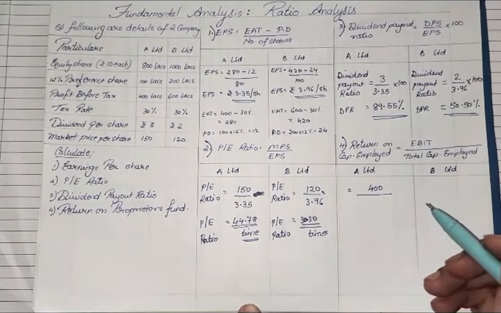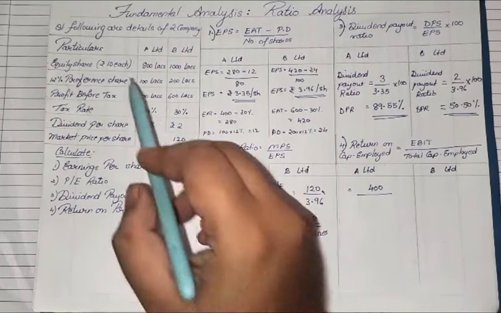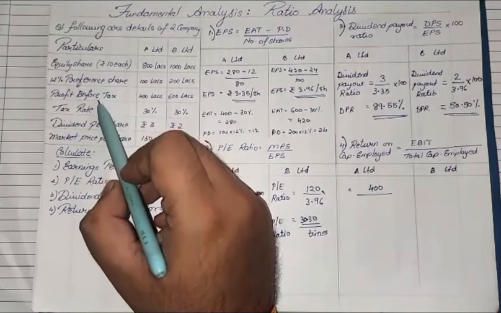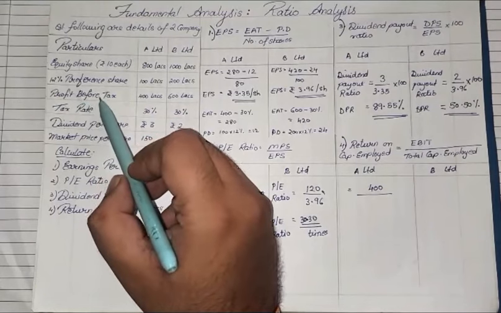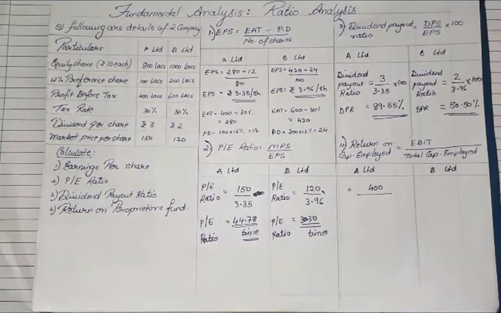So we consider that as an EBIT, which is 400, upon total capital employed. Now what is total capital employed? Total capital employed is nothing but all your reserves and surplus, all your capital fund and all your borrowed fund together. So I have equity share, preference share, and reserve and surplus in the form of profits. Now they asked you to find the total capital employed.